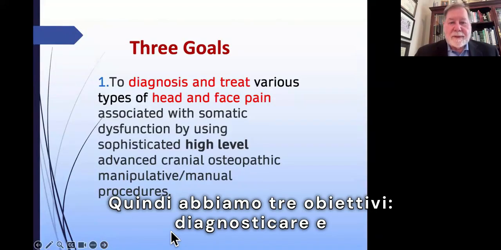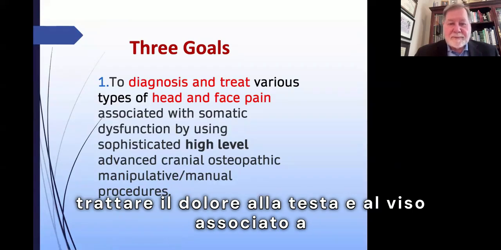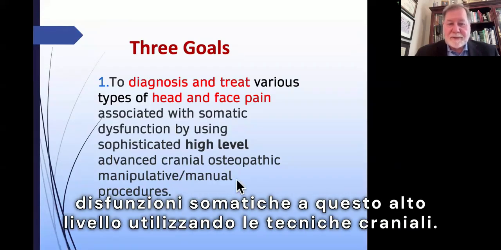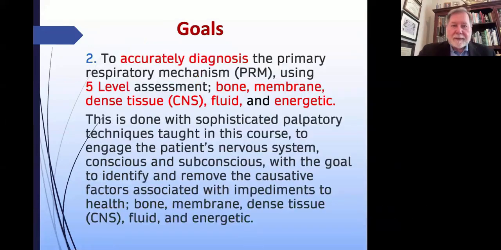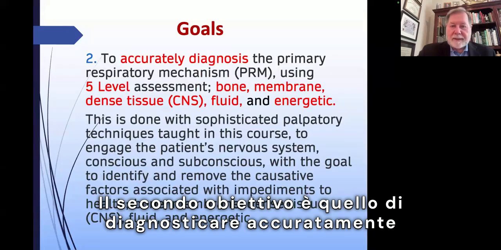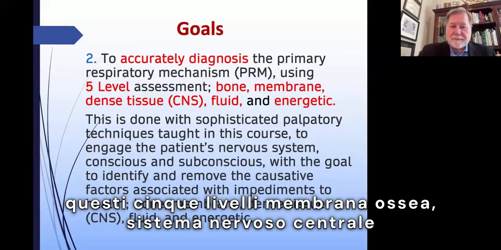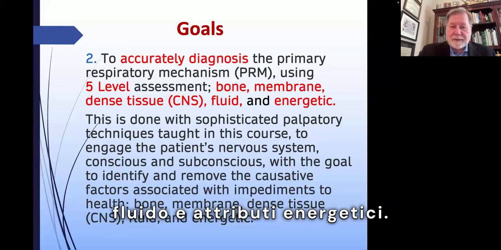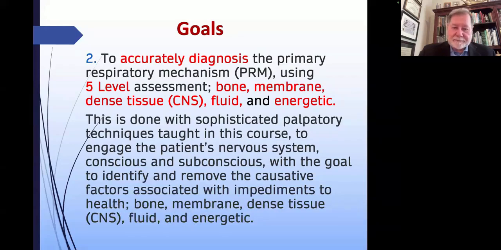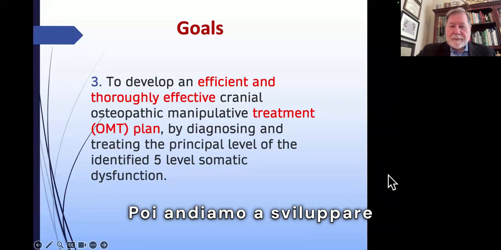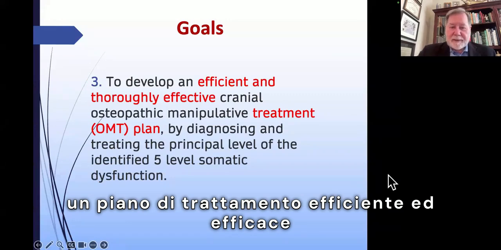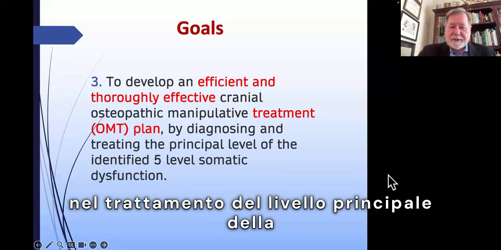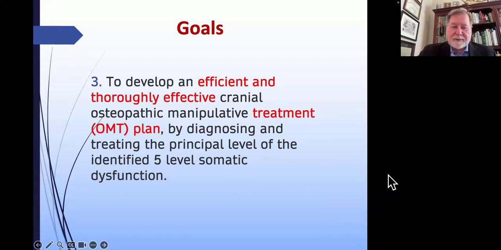So we have three goals: to diagnose and treat head and face pain associated with somatic dysfunction at this high level using cranial techniques. The second goal is to accurately diagnose these five levels: bone, membrane, central nervous system, fluid, and energetic attributes. And then we're going to develop an efficient and effective treatment plan, treating the principal level of the five-level somatic dysfunction you identify.